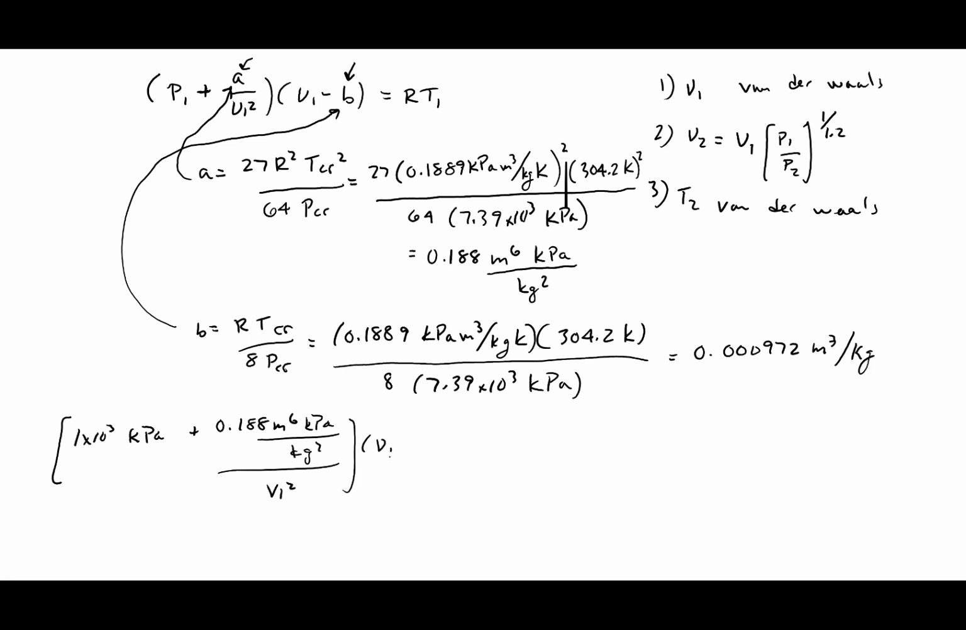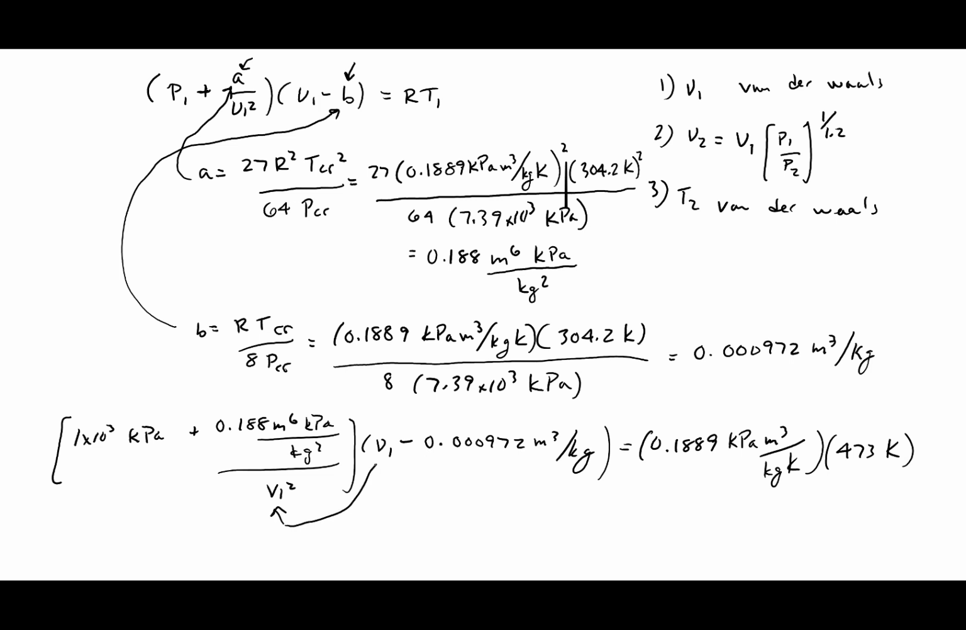multiplied by V1 minus B, which is 0.000972 meters cubed per kilogram. And this is equal to R, which is 0.1889 kilopascal meter cubed per kilogram Kelvin, multiplied by 473 K. So what we want to do is solve this. We want to solve for V1.